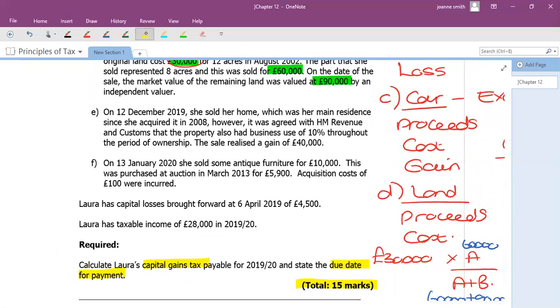E, she sells her own home, which has been her main residence. Normally, your main residence would be exempt, wouldn't it? The only time it isn't exempt is if you rent it out or use part of it for business use, and that's what we've got here. Here it gives us the gain, so we haven't got to work out the gain, but it tells us 10% has been used for business, so that part of the gain will be chargeable.